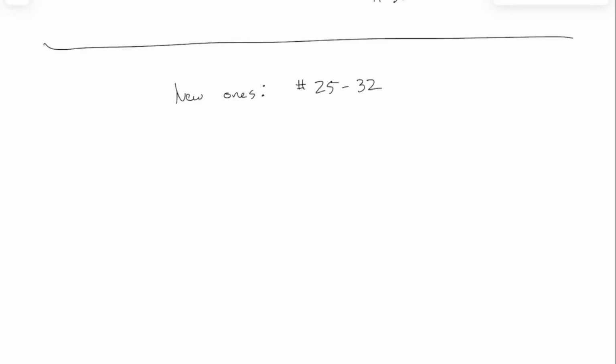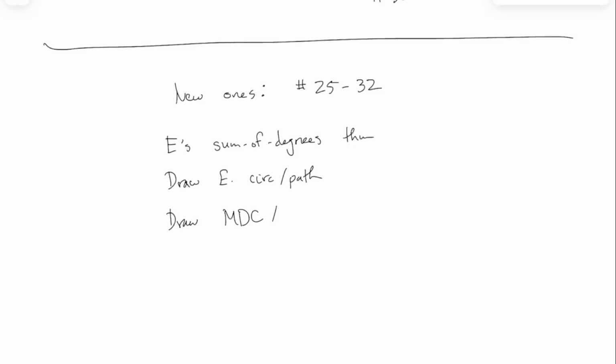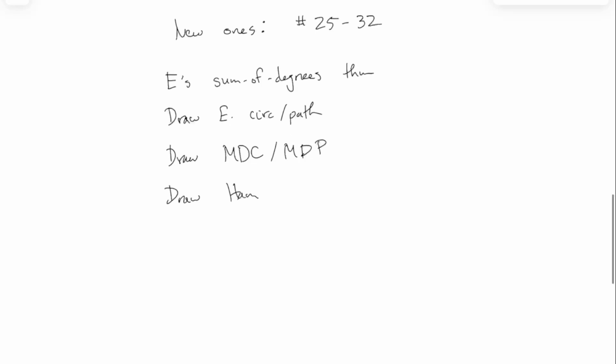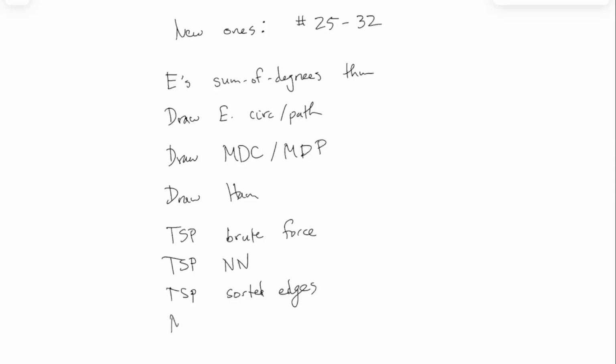And these are, just to refresh our memory, Euler's sum of degrees theorem. That was number 25. Then there was draw an Euler circuit or path. That was number 26. Then there was draw a minimum duplication circuit or minimum duplication path. That was like on the homework last week. Then there was draw Hamilton circuits. That's like on the homework today. Then there was traveling salesman problem, the brute force. Then the nearest neighbor. Then the sorted edges. And then finally, what we just did this morning, minimum spanning tree, sorted edges.